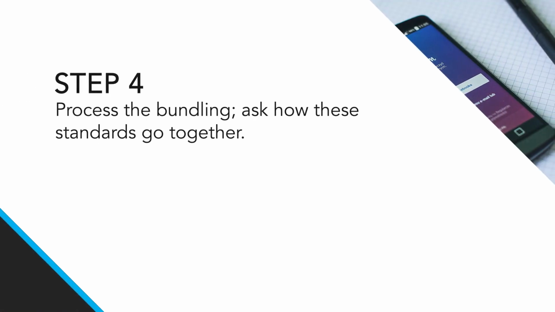But it's the 4th step where we really process the bundling and we start saying, how do these standards go together? Are there connections between standards? We want to read these standards, reread them. Now, some groups take the standards and cut them out and actually lay them out with Post-it notes, for September and October, and November and December, and they cut and paste and put them out. They find this very helpful. Many teachers say this is the only way to do it.